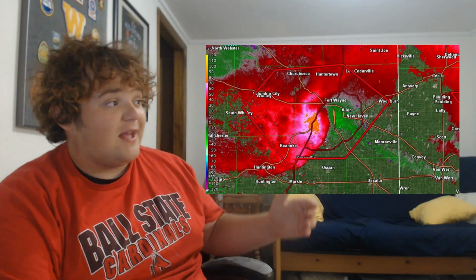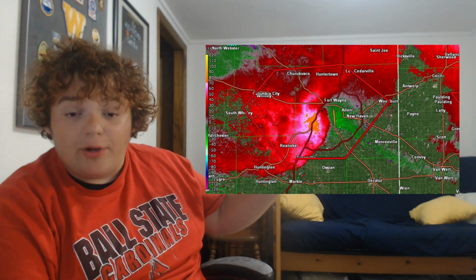Reflectivity isn't the only radar product you use. There's also velocity, which shows the movement of particles in the atmosphere. This is great for notating how fast a storm is moving. For example, you see this. This is a fast-moving storm, as you can tell by the brighter colors.